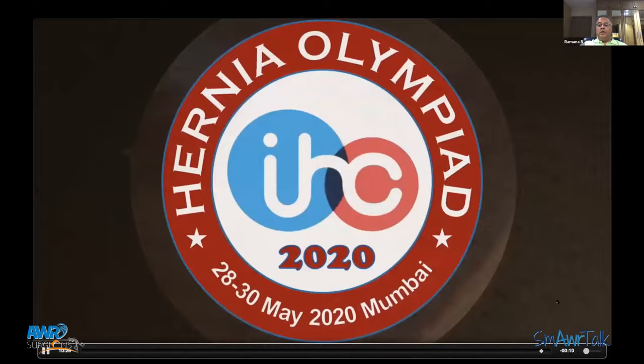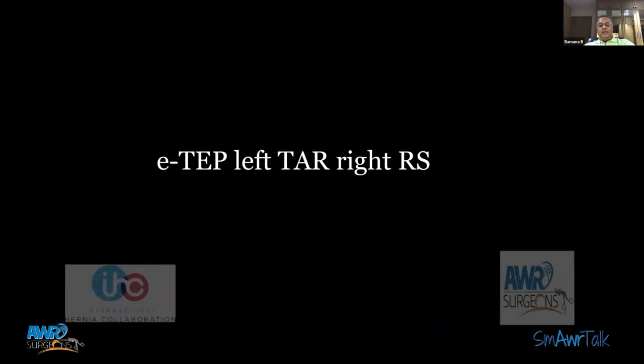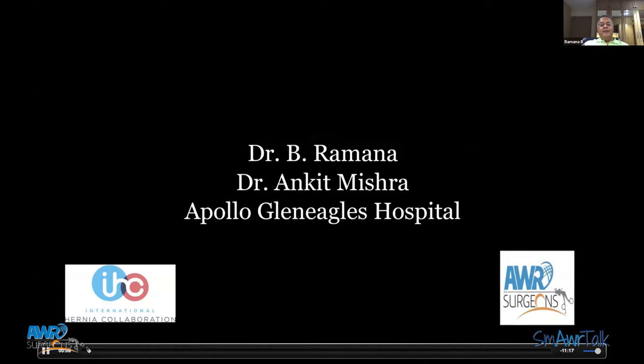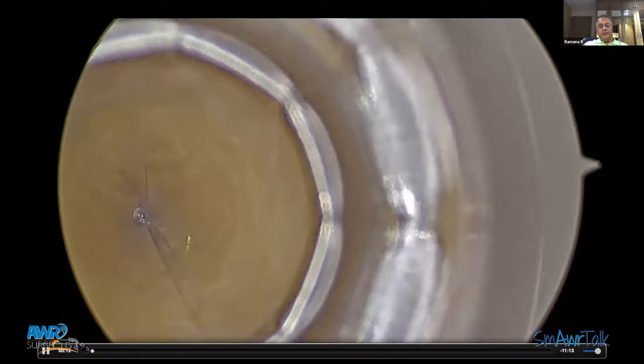Right. So this is a different approach. This is an eTEP left TAR with right-sided Rives-Stoppa and a hybrid. So it's a very interesting hybrid of techniques, including a stapled retrorectus repair. This is a patient who had an incisional hernia in the left lower quadrant, and I think this was related to some gynecological surgery.